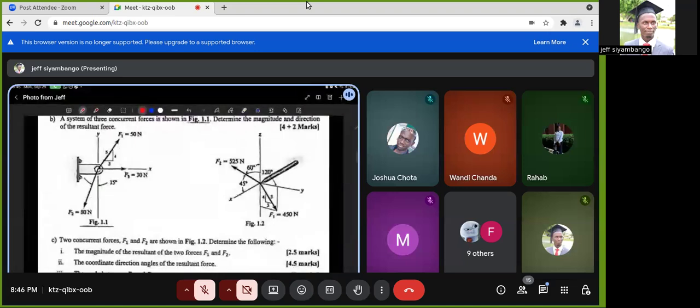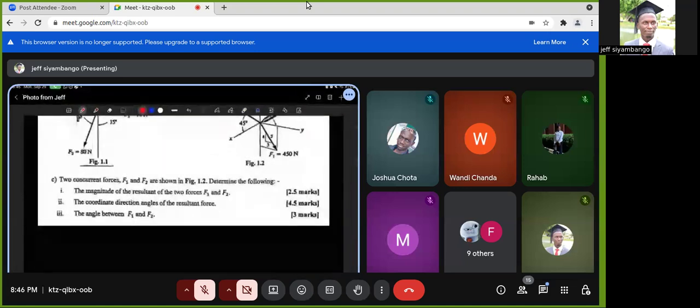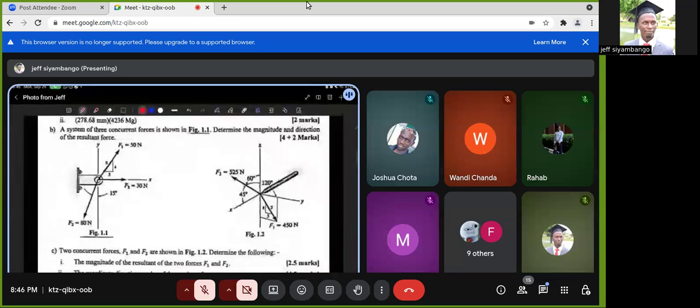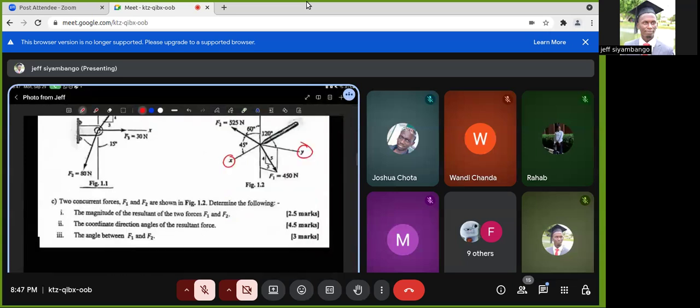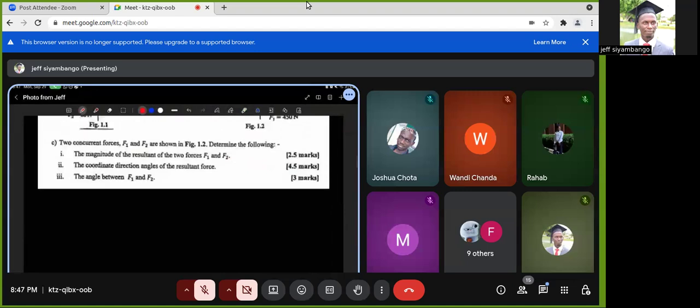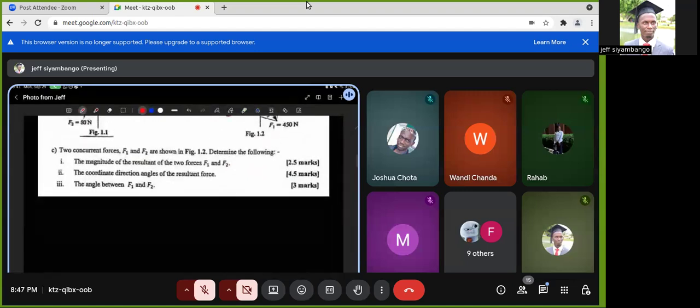Okay, so what do they want us to do? First, two concurrent forces F1 and F2 are shown. Determine the following: magnitude of the resultant force of F1 and F2. When I analyze this, I see this X, Y, and Z. So I now quickly abandon the use of a table. It can work, but for uniformity, when dealing in 3 dimensions, we decide to represent each force in Cartesian vector form. Above all, we're going towards coordinate direction angles, so see where they'll come up.